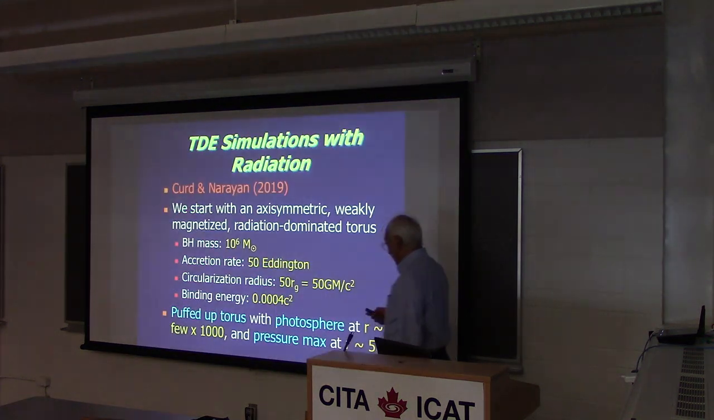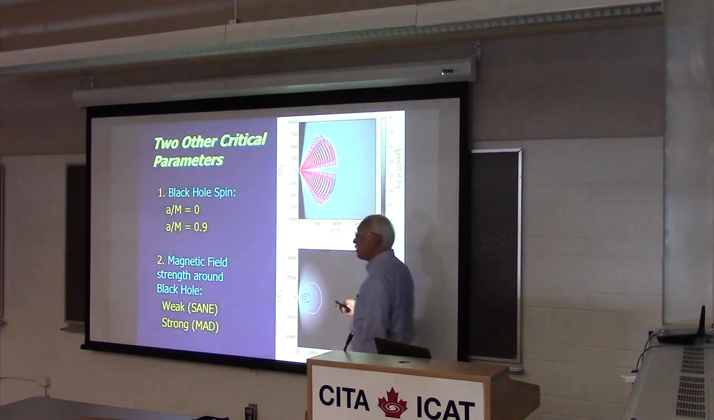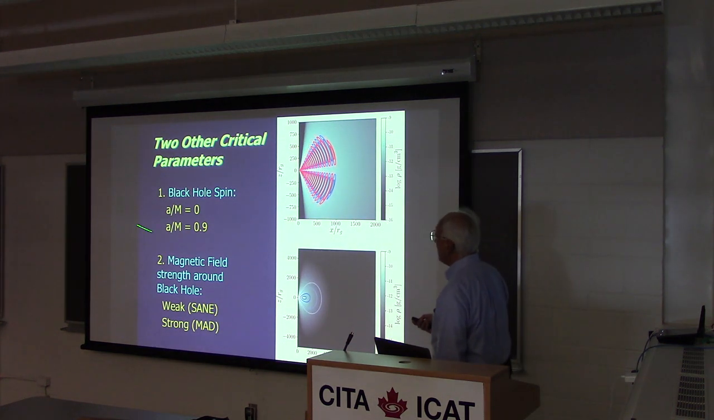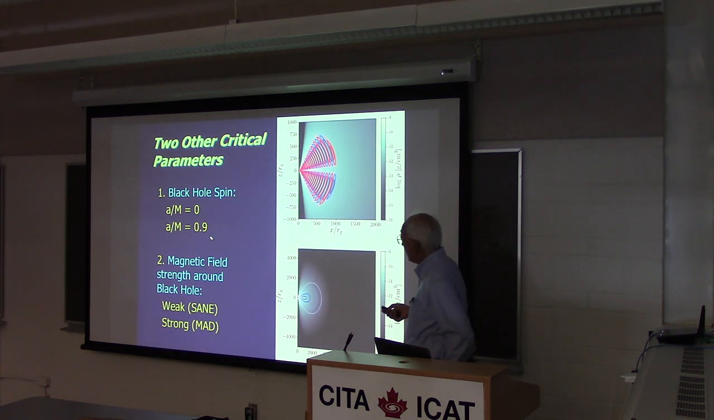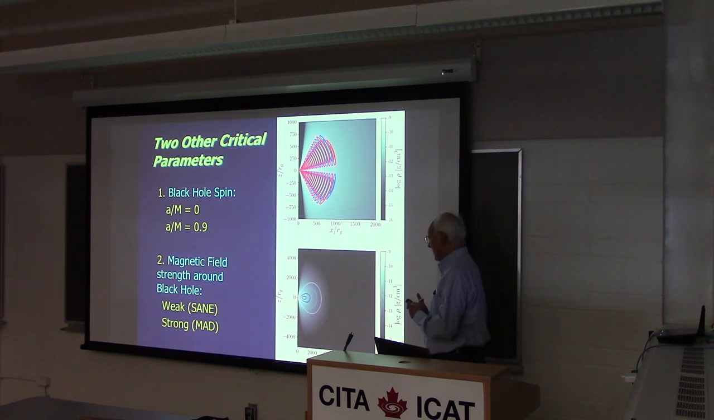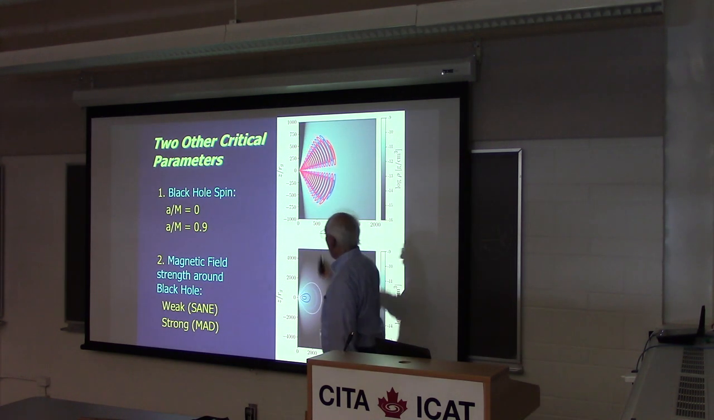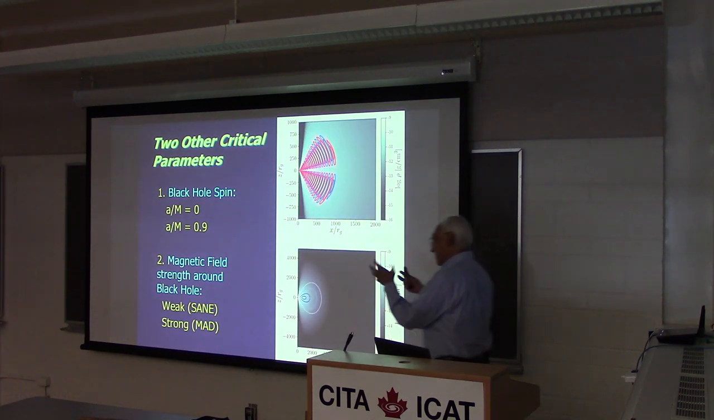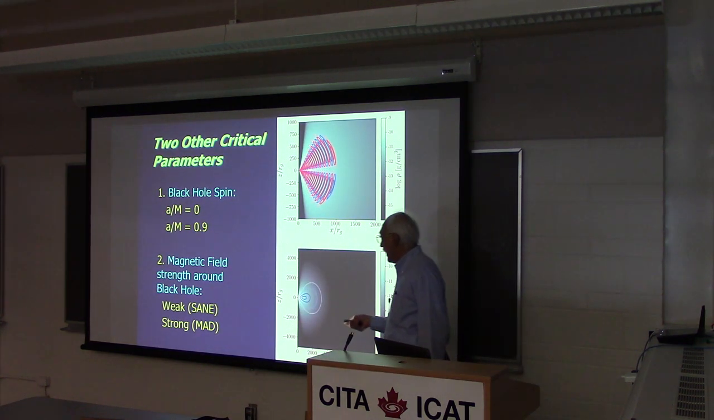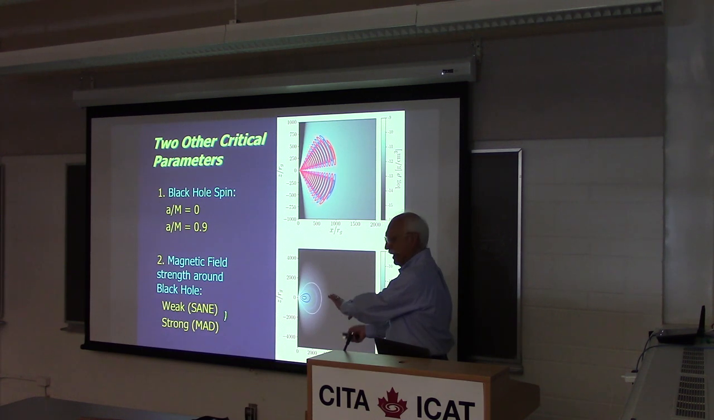Two more parameters. It's not just enough to know M and M dot. There are two more parameters you need to worry about. Going back to my jet discussion, black hole spin. We think it's relevant. So he did two choices of spin, 0 and 0.9. You also have to decide what is the magnetic field strength. How much flux of magnetic field do you have around the black hole. And so he tuned his condition such that we could either get a weak field or a strong field. And let's not worry about the names.